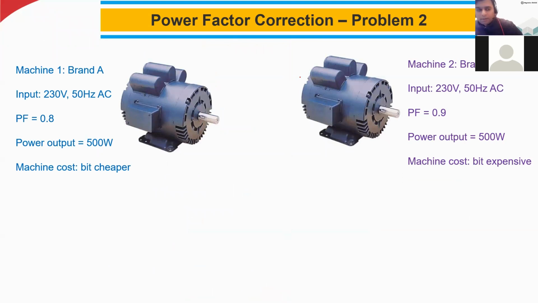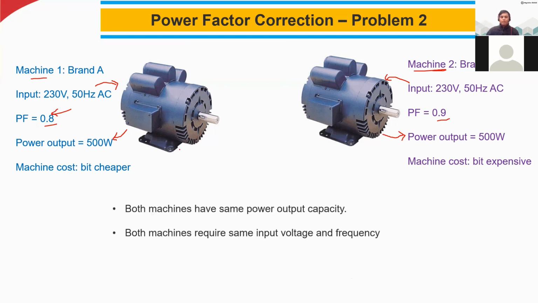And one more problem. We have two machines here. We are applying the input voltage 230 volt 50 hertz. They are similar machines, and the power output from the machine is 500 watts. This machine is also the same. We are applying the same input. We have machine 1 and machine 2. So input is 230 volt 50 hertz and power output is 500 watts. Two machines are having the same power output. But the power factor of this machine is 0.8 and the power factor of this machine is 0.9. Or you can use any other value just for the checking.